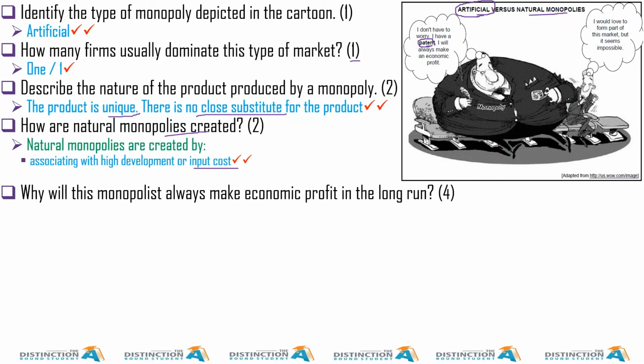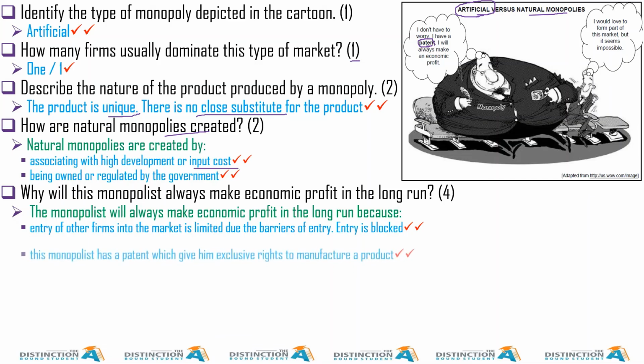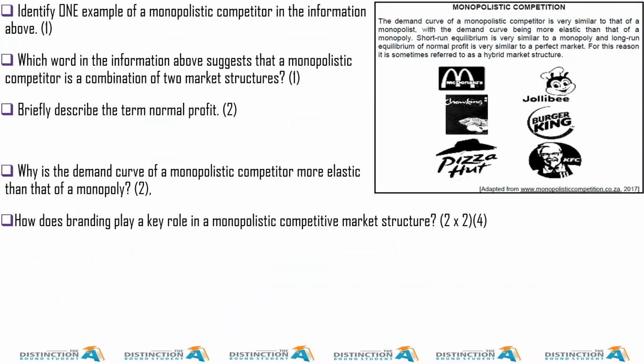So it makes you a monopoly, but what kind? A natural one. Because you don't have anything artificial that is blocking other people from entering. Like, oh yeah, I found it, and then you register a patent. No, in this case, you become a monopoly because others cannot imitate what it is that you have done. All right, why will this monopolist always make economic profit in the long run? Because of barriers to entry. That will be the biggest thing. All right, there we have it.